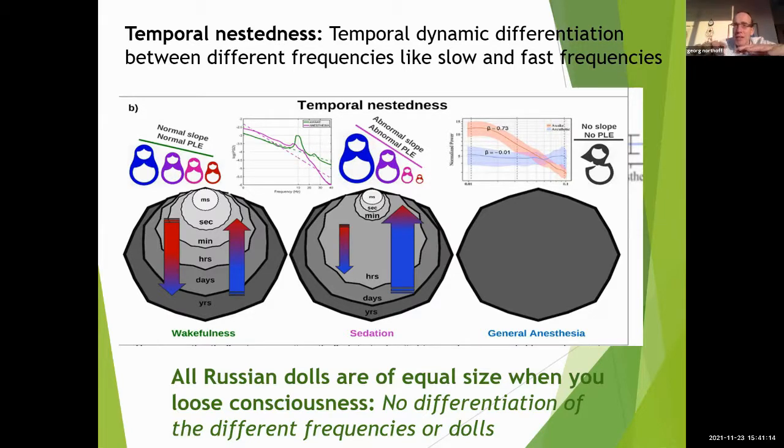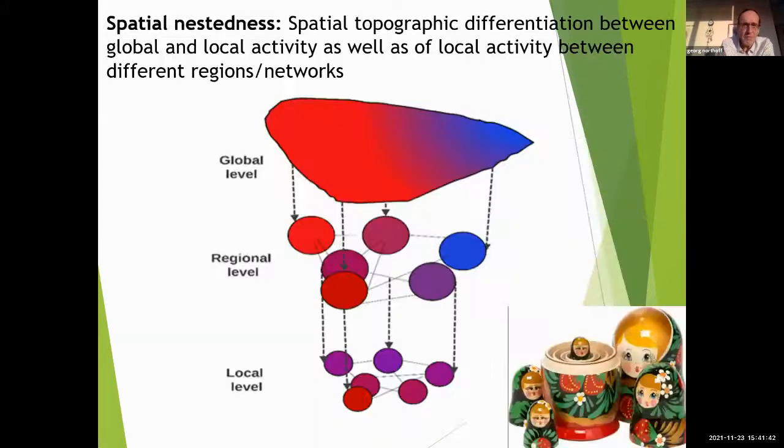Meaning temporally for these people, they don't perceive any temporal differences anymore. Everything is the same. It's just one homogeneous soup. That's the way I imagine the perception in these people. So imagine all Russian dots of equal size when you lose consciousness. Nothing happens anymore. So this is something which can be tested also on the perceptual level, and we're working on that. So now, how about spatial nestedness?